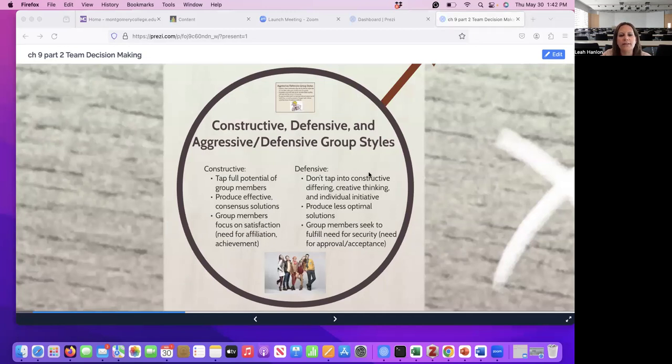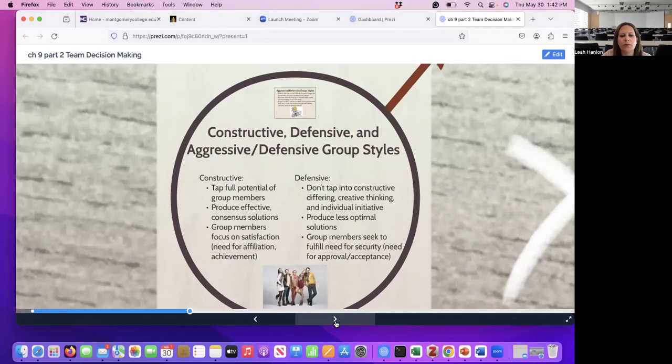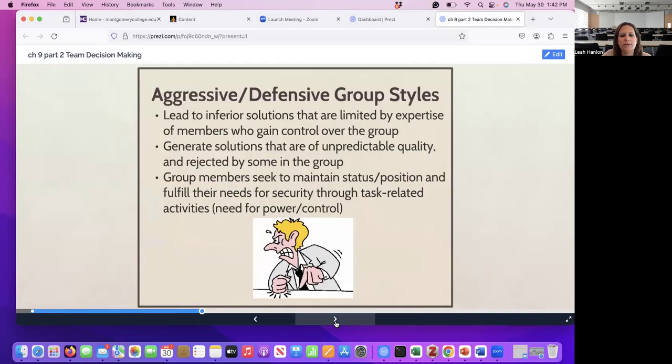Constructive, defensive and aggressive defensive group styles. And we can skip through this.